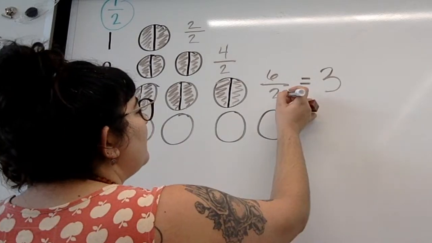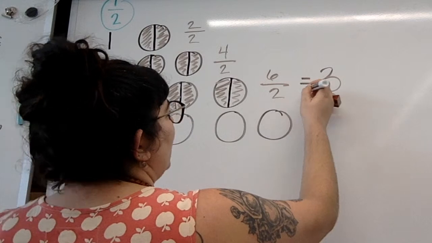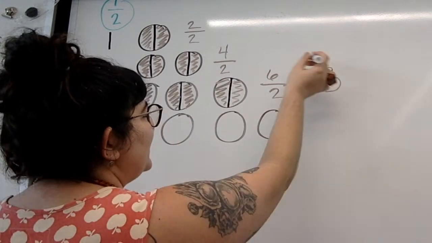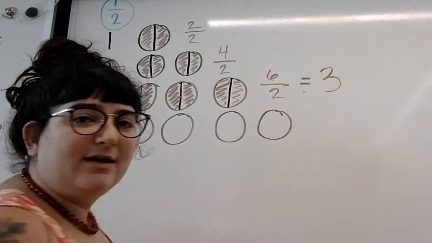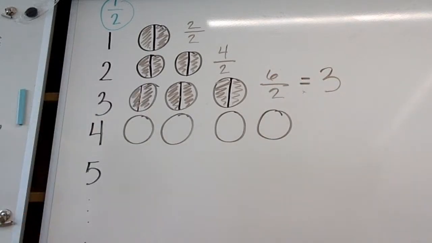Well, if I multiply 2 times 3, that gives me 6. What about 6 divided by 2? What does that equal?